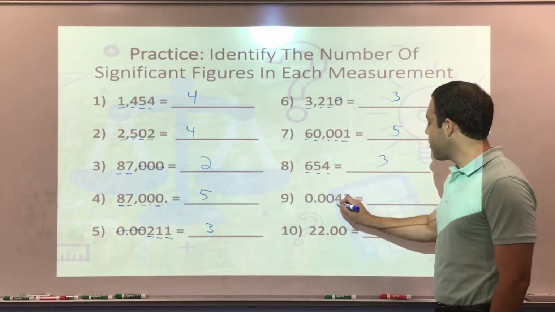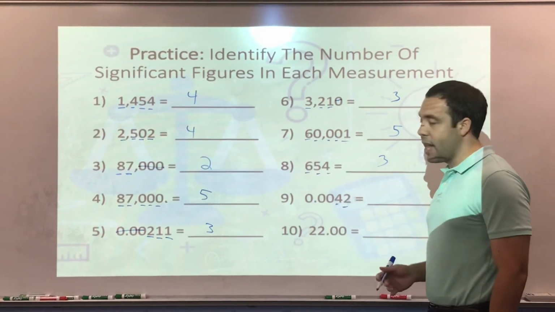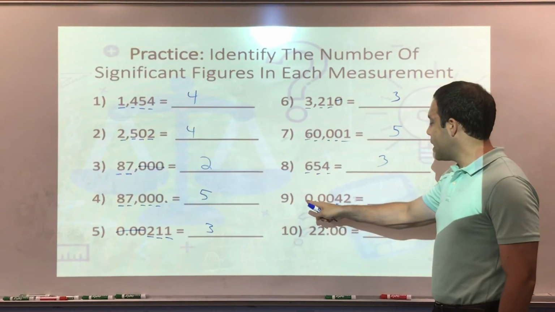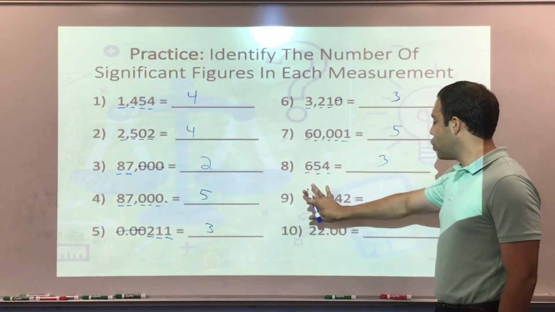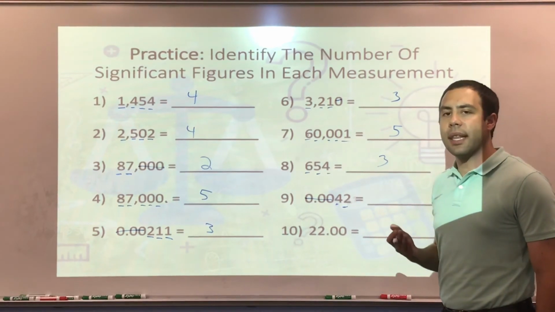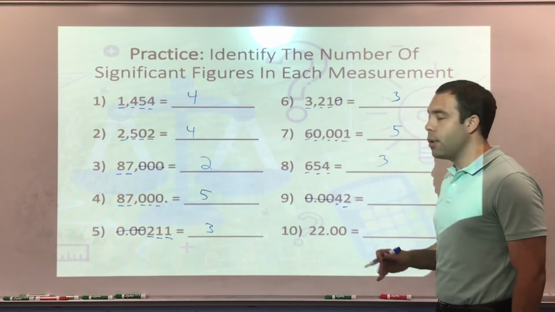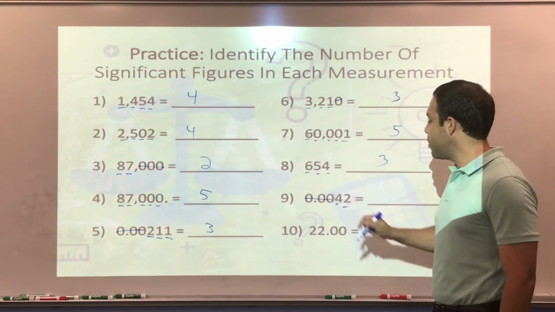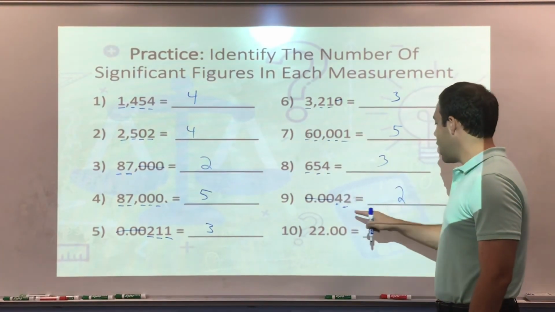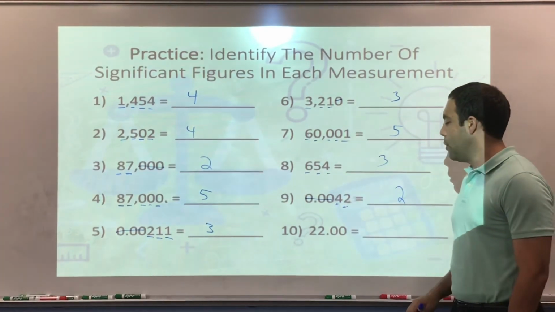Question number 9, the 4 and the 2 are definitely significant because they are not 0. However, once again, these leading zeros are just there to hold the place. They are not significant. They do not tell us anything about the measurement. They're only there to make sure the 4 and the 2 are in the correct decimal position. So question 9 only has 2 significant figures, the 4 and the 2.